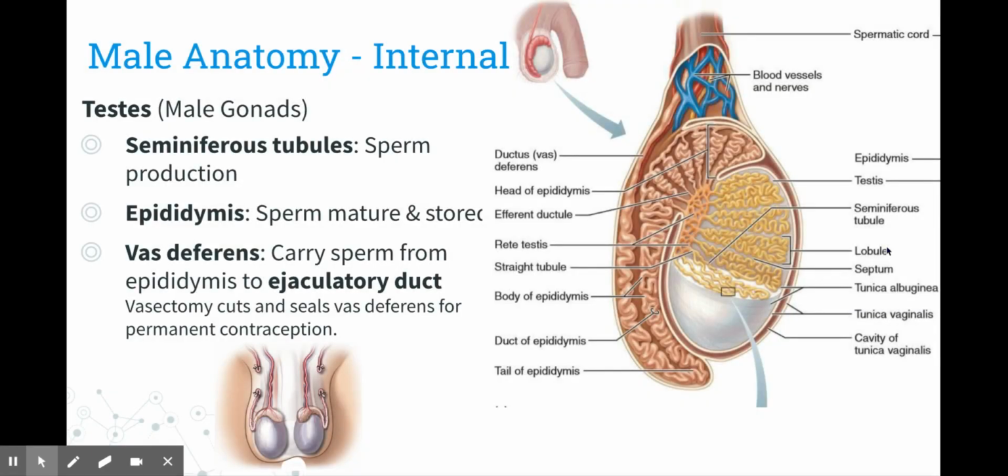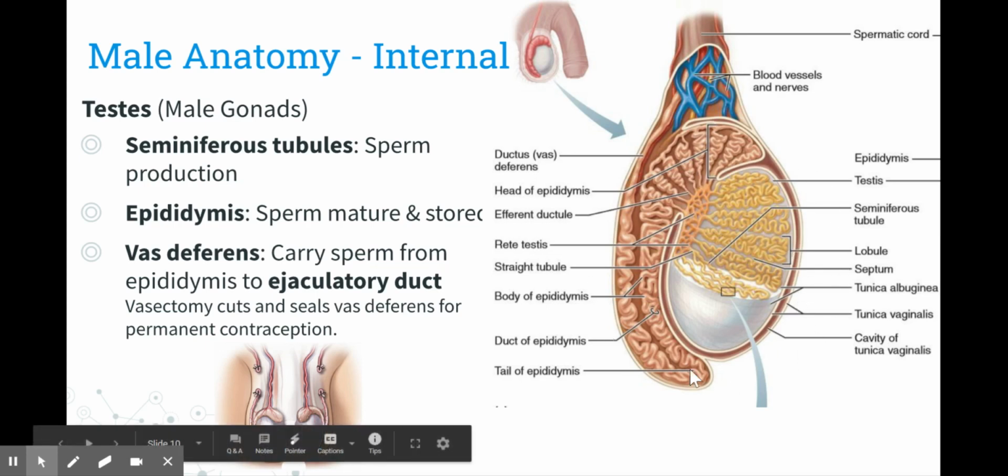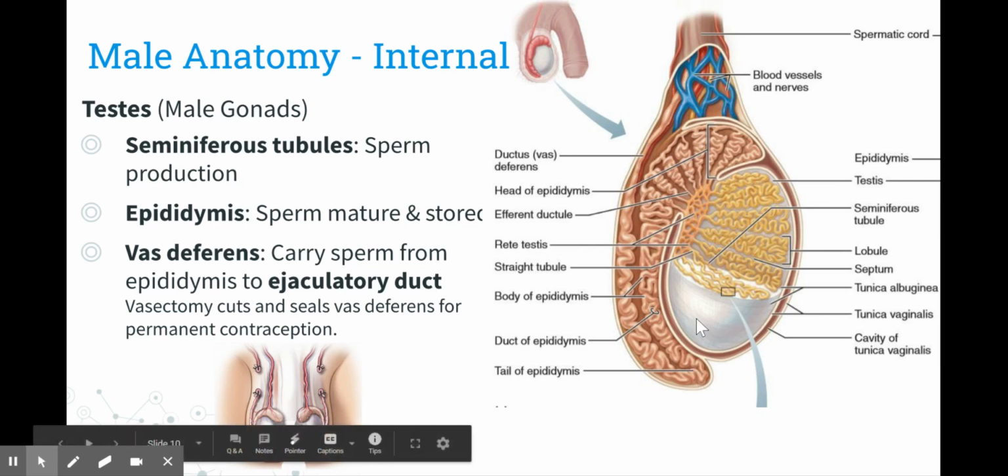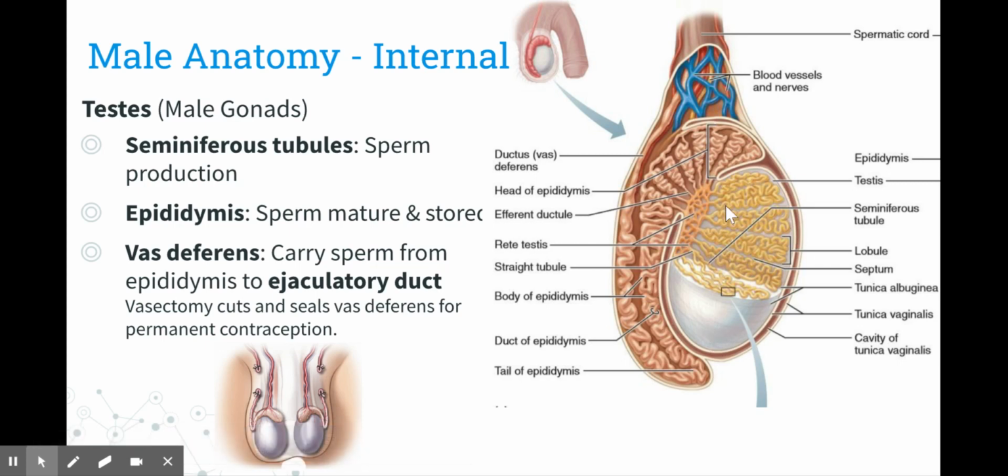Now, the internal anatomy of the male, looking now at the testes themselves. These are the male gonads, the gamete-producing organs. So this is the testicle structure. It's made out of seminiferous tubules, which are housed in the testicle, the hard part that you can feel in the scrotum. And that is the site of sperm production.